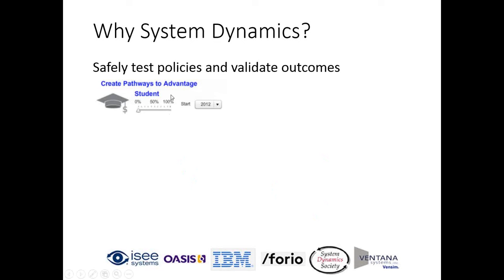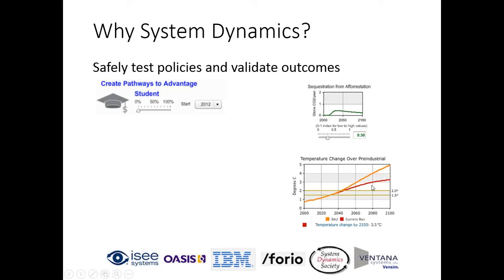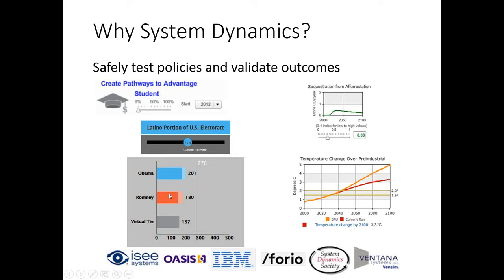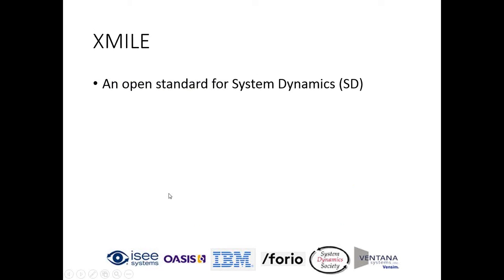So in the case of Rethink Health that we looked at, I showed a simple example earlier. In healthcare, we can look at if we give pathways to disadvantaged students, will that help? In looking at climate change, if we sequester from afforestation, will that help? And how much? This is a control to do it, and this is what might happen as a result. We have our previous run and what happens now, we've actually lowered the global temperature. If we change the percentage of the electorate which is Latino, what happens to our outcomes here? And we can just test these very quickly and easily.